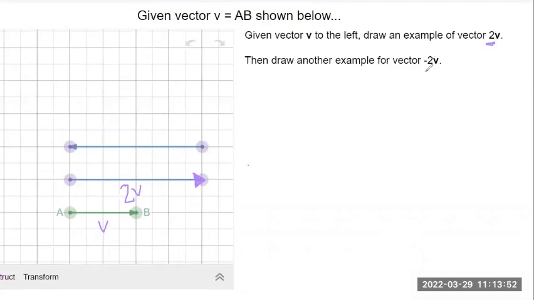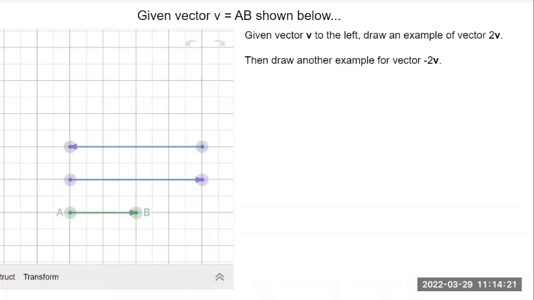And then for the third example, where they drew vector negative 2v, we can see that the magnitude, the length of it, is twice the length of the v. But notice the arrowhead is now pointing to the opposite direction. Because remember, when we change the vector from positive to negative, it flips the direction in the opposite way. It changes it by 180 degrees.